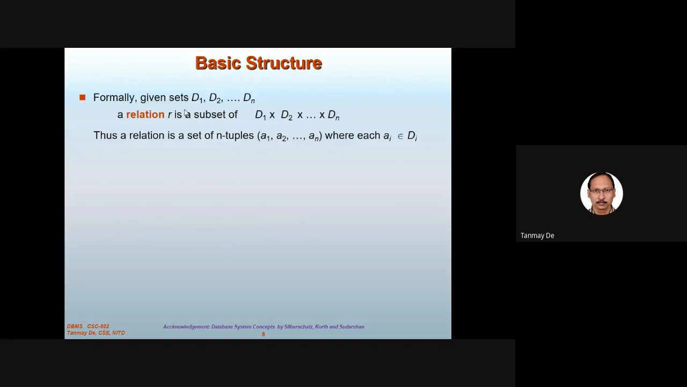So first, the basic structure. Before that, am I audible? Yes, sir, sometimes, sir, due to network problems. Okay, maybe disconnected sometimes.